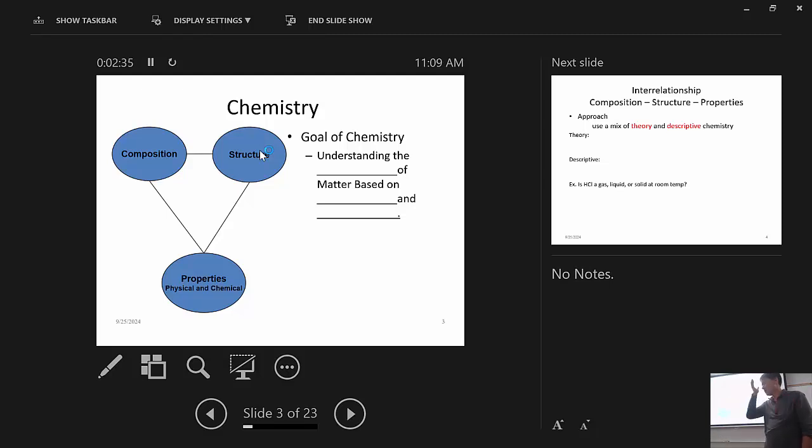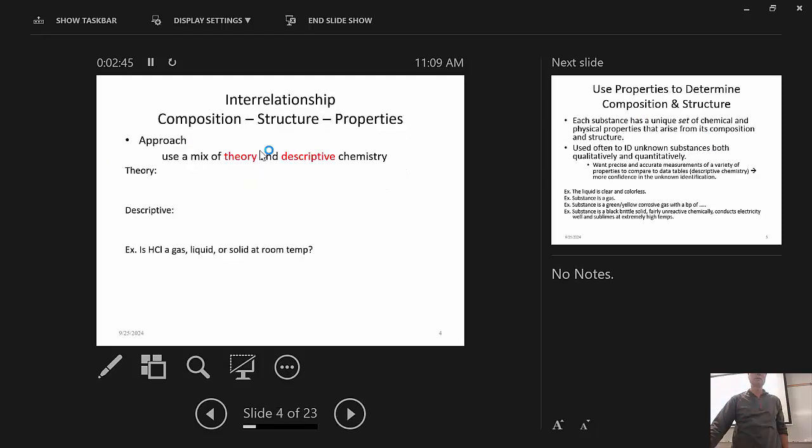And so when we look at chemical properties, we want to look for patterns associated with the composition and structure of the matter to give us insight into the chemical properties. This is the kind of stuff I talked about earlier. Our approach to understanding chemical properties is going to be a mix of theory and descriptive.